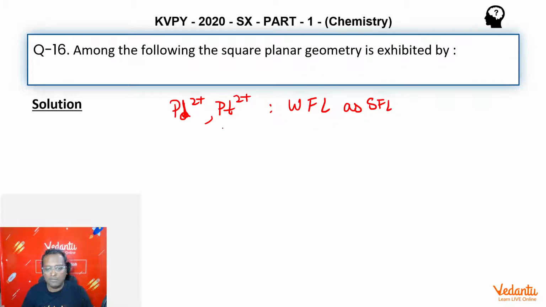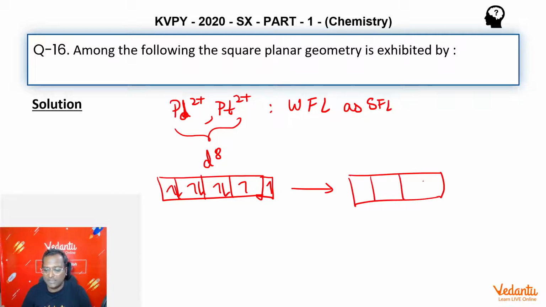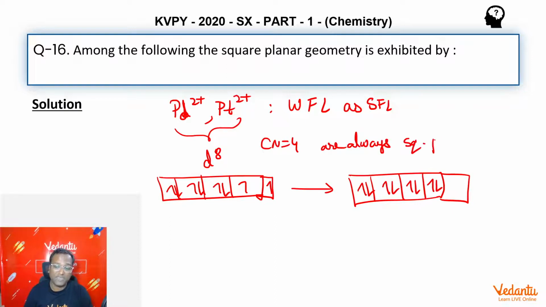This implies platinum 2+ and palladium 2+, which are d8 configurations, will in general have non-empty d orbitals. Whether a strong field ligand or a weak field ligand is present, the electrons will always get paired up. So the coordination number 4 complexes of platinum 2+ and palladium 2+ are always square planar. Remember this, guys, a very important fact.